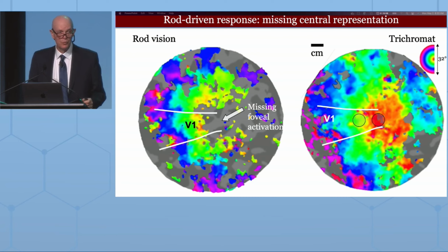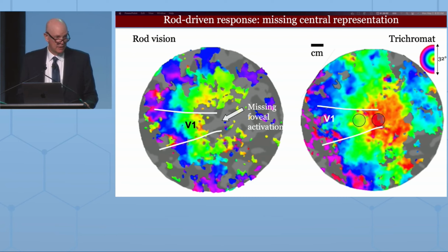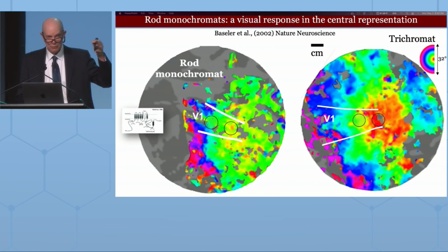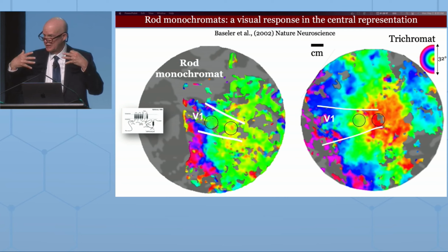So what happens when you take a rod monochromat who was born without any cones? Does this region of cortex stay silent? Does this just stay silent throughout their lifespan? And the answer to that was easy. The first 3 rod monochromats that we measured, no, not at all. The rod signals come up to cortex, and during development, they take over that part of cortex, and you can see it easily.